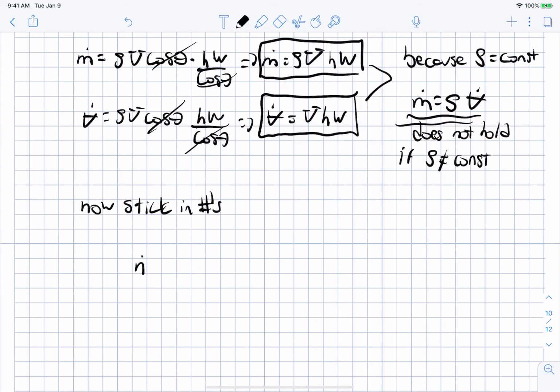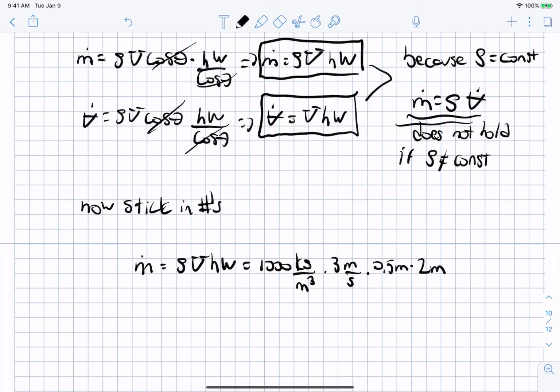Okay, m dot equals rho v h w. That equals 1,000 kilograms per cubic meter. Notice I put the units right after the number. Times 3 meters per second times 0.5 meters times 2 meters. And notice that all the meters cancel out, and I'm left with m dot equals 3,000 kilograms per second.